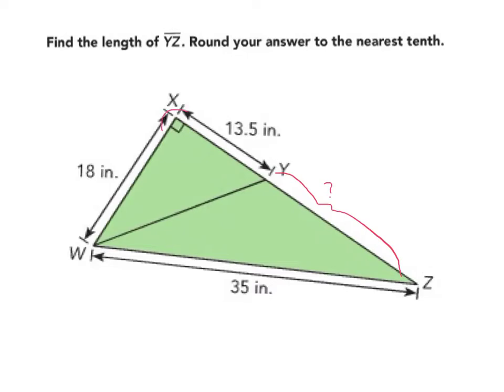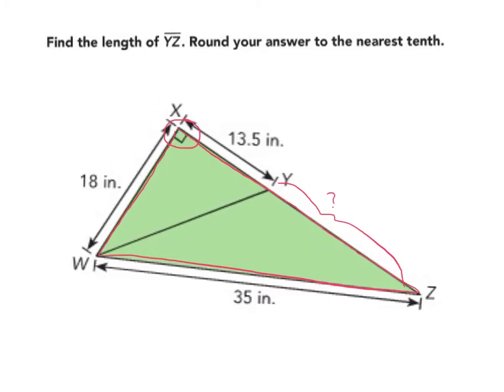So I see that I am working with a right triangle, so I know I'll be able to use the Pythagorean theorem. So we're going to be using the Pythagorean theorem to look at the larger triangle, triangle XWZ, that I just outlined in red. In triangle XWZ, the hypotenuse is going to be side length WZ, because it's on the opposite side from the right angle.